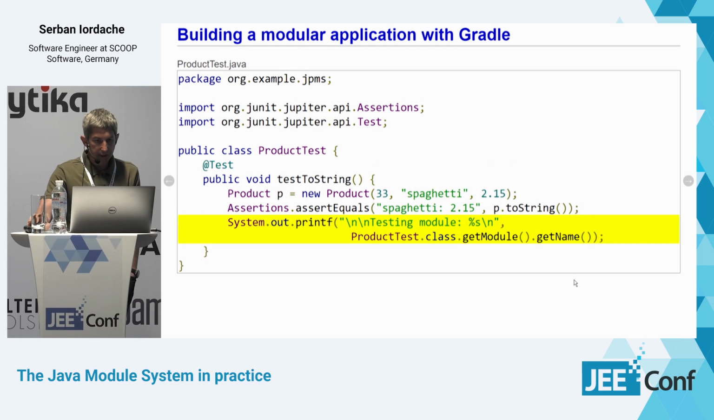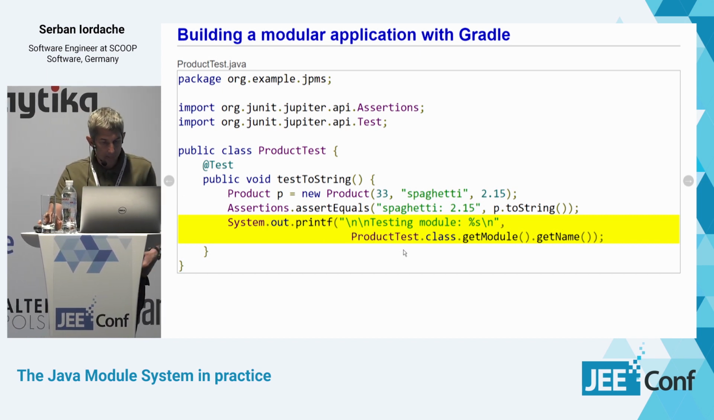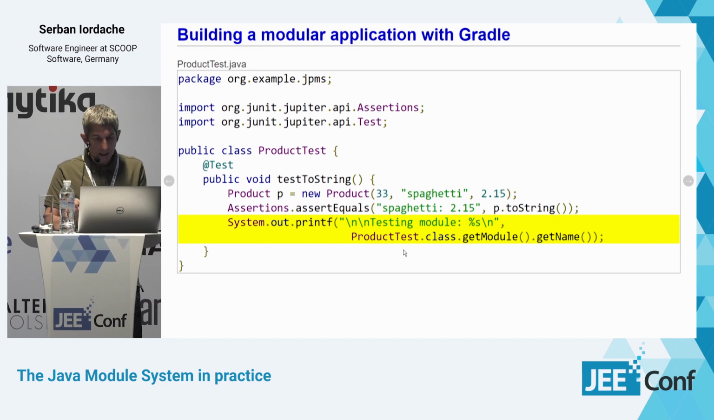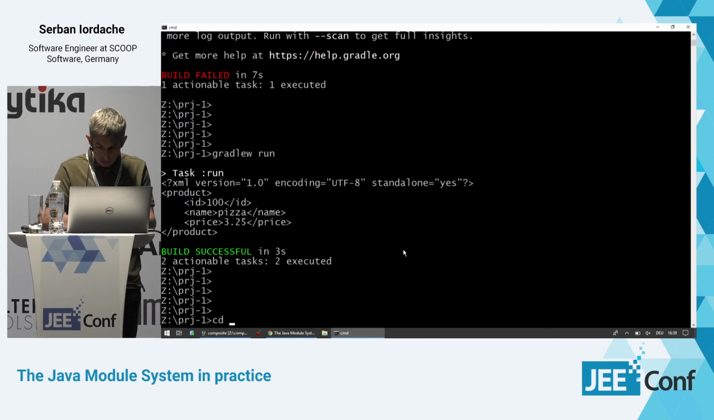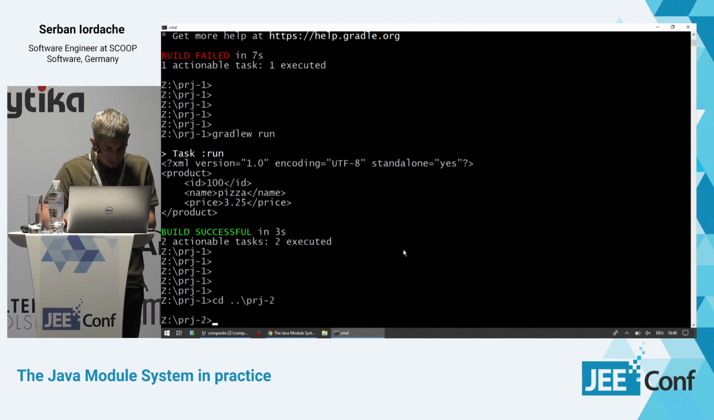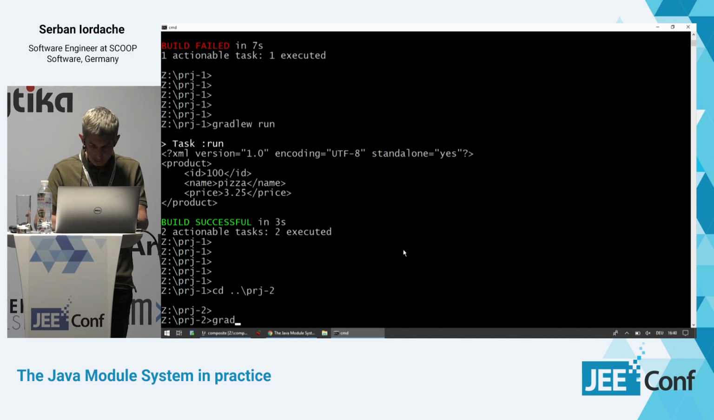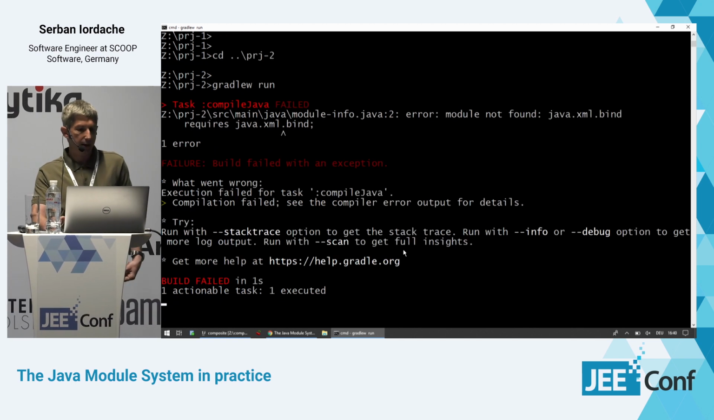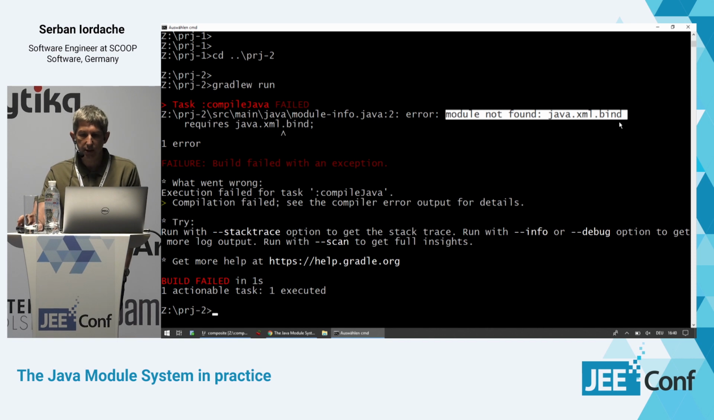And we will do the same with our unit test class in order to see how our unit tests are executed. Now, without making any other changes, let's try to execute this code. So I'll move to project 2, where I have the module descriptor and these changes. And now let's execute Gradle run. And it failed. It says module not found, Java XML bind.